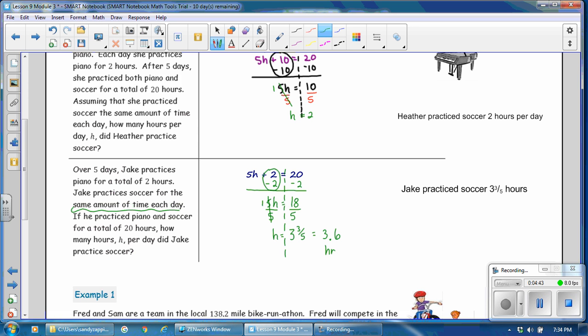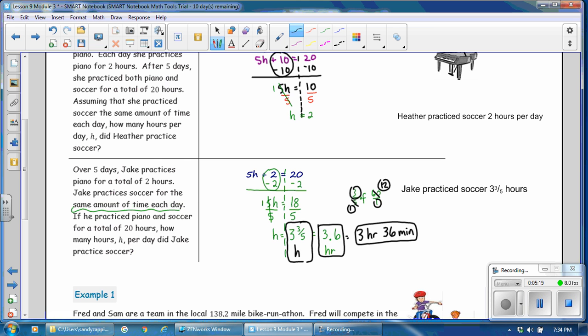Or if we wanted to convert it to minutes, 3/5 of 60 minutes. We can simplify the 5 and the 60, divide by 5. And 3 times 12 is 36, and 36 over 1 is 36. So we could also answer this as 3 hours and 36 minutes. So here we have two different units of measure. Here we have 3.6 hours, or 3 3/5 hours.